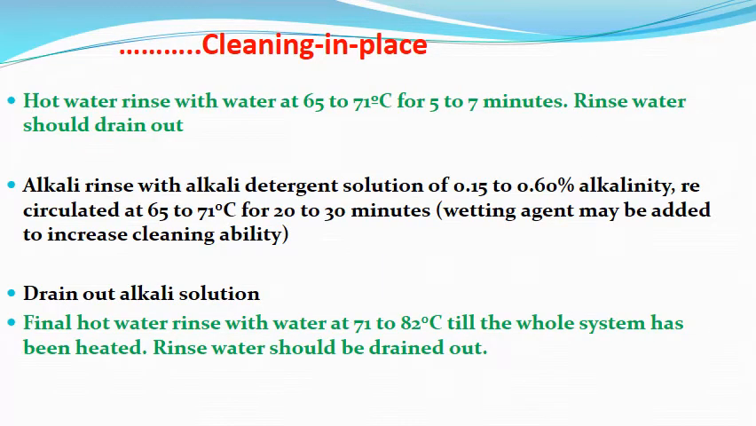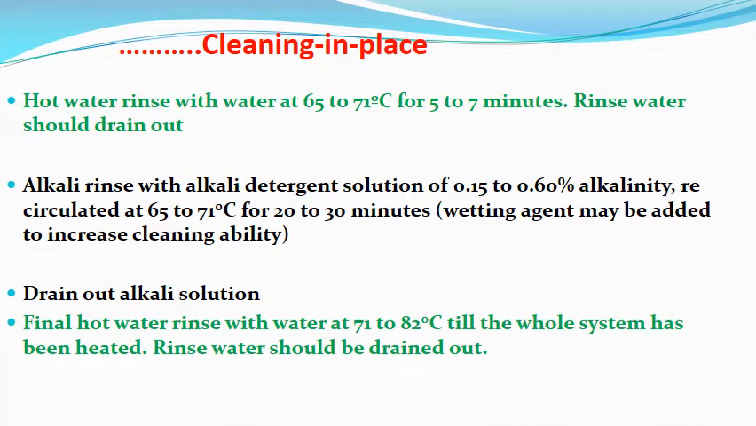Once again about cleaning in place: after the acid detergent solution is removed, it is rinsed with hot water. Hot water rinse at 65 to 71 degrees Celsius for 5 to 7 minutes. And then this rinse water should be drained out. Then the next washing is with alkali detergent. Alkali rinse with alkali detergent solution of 0.15 to 0.6% alkalinity, and then a second time it is recirculated with hot water, that is 65 to 71 degrees Celsius for 20 to 30 minutes. Here again a wetting agent may be added for better cleaning ability.